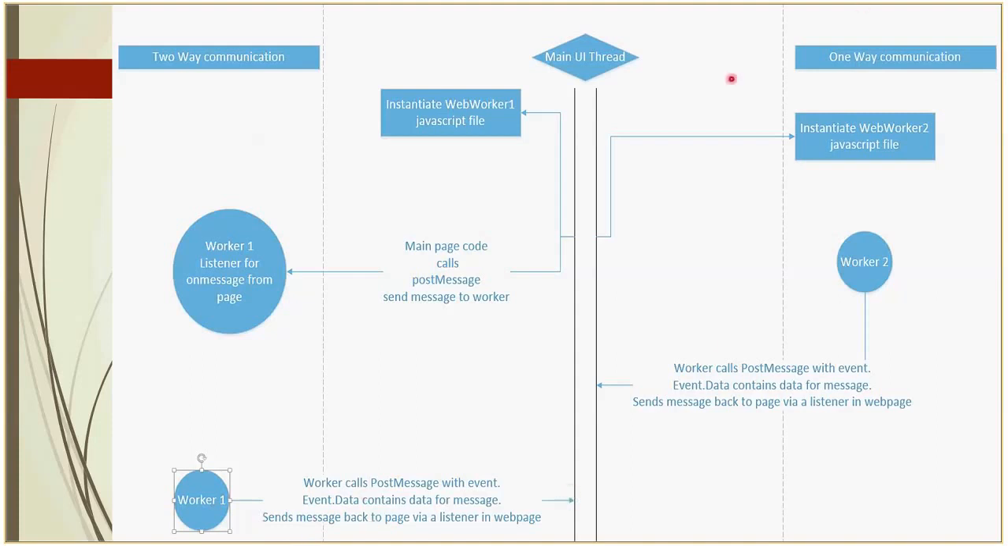In one-way communication, you only need to worry about half of it. So where a web worker is instantiated, and once the web worker finishes its execution, it calls a post message with the data in the event.data, and the web page listens to an on message event via a listener in the web page. Okay, we'll see an example of how a two-way communication is performed, which pretty much covers one-way communication.